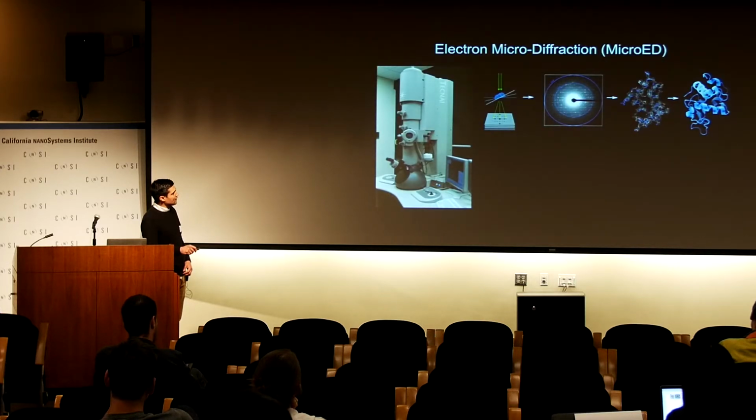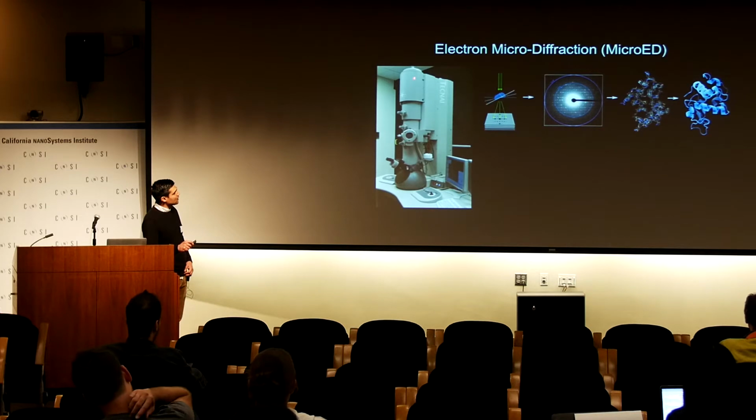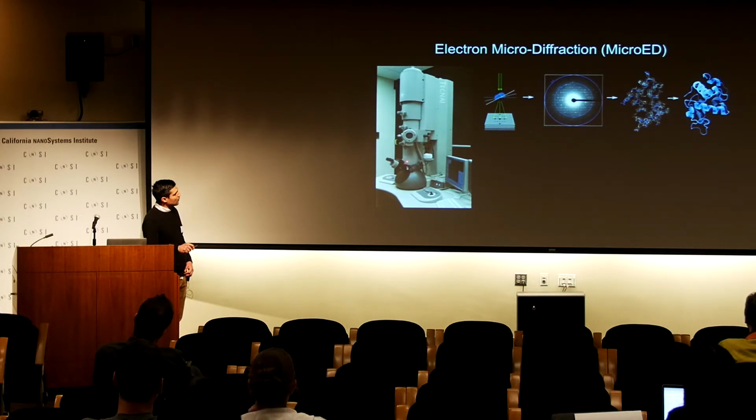We use electron microscopes, much like this one, to try to determine the structures that I'm talking about for these molecules. The way we do this is we put the sample in this small hole that you see here. A beam of electrons is generated right up here and barrels down this column. It impinges on your sample. The diffraction occurs somewhere in here, and you record it in a detector somewhere below.